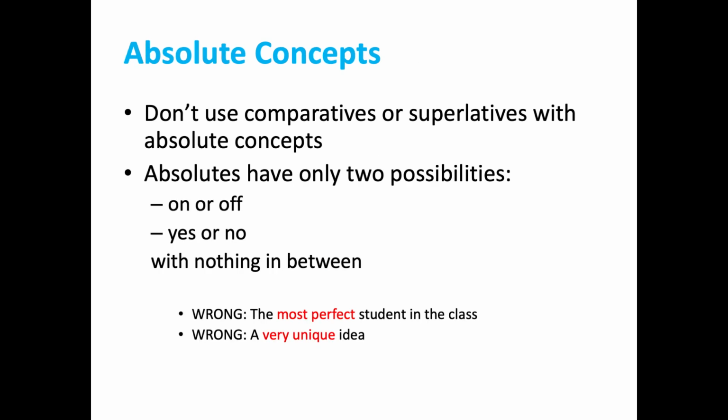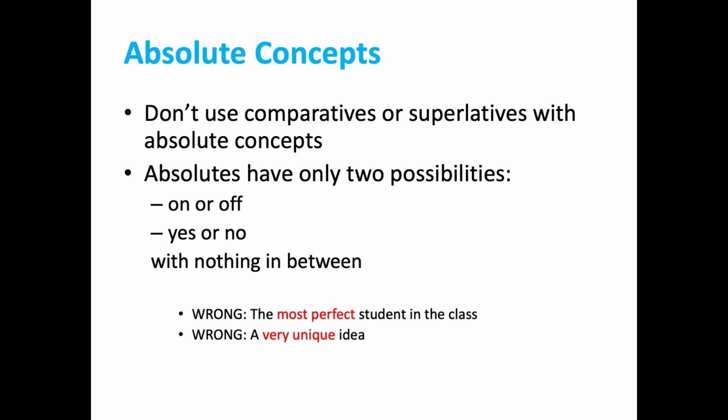Don't use comparatives or superlatives with absolute concepts. Absolutes have only two possibilities: on or off, yes or no, with nothing in between. It is wrong to say, the most perfect student in the class. Perfect is a concept that is already complete. There is no such thing as more perfect or most perfect. You are perfect.